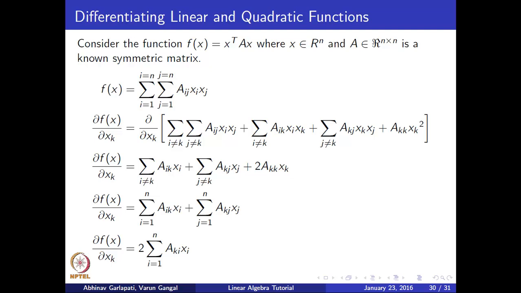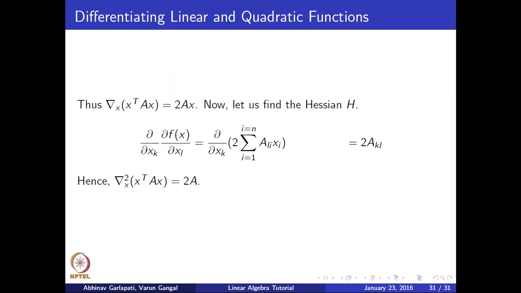We can split up this summation into 4 terms based on whether i and j are equal or not equal to k. Finally, we get partial f of x by partial xk equal to twice sum over i equals 1 to n of aki xi. Note that the simplification from the second last step to the last step can only be done if A is symmetric. Thus, we get the gradient of x transpose Ax as equal to 2Ax.